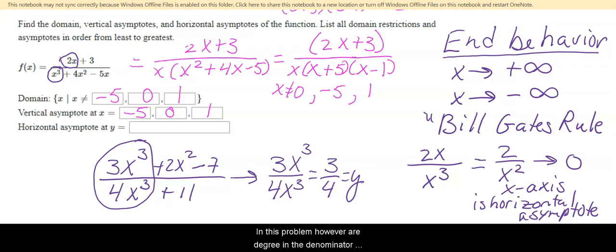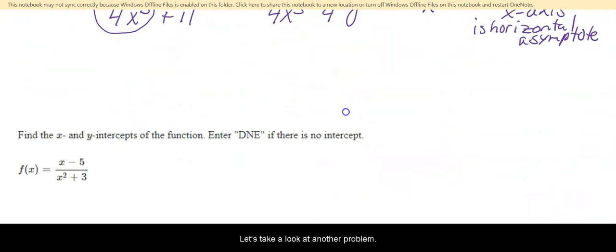In this problem, however, our degree in the denominator was 3 and degree in the numerator was 1. Since it's bottom heavy, our horizontal asymptote is the x-axis, y equals 0. Let's take a look at another problem.